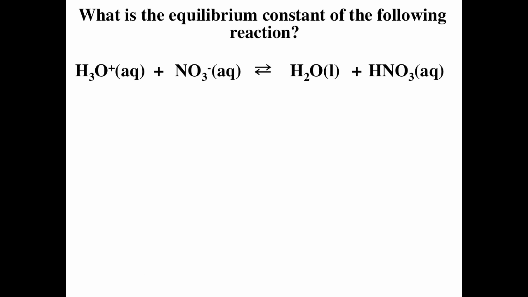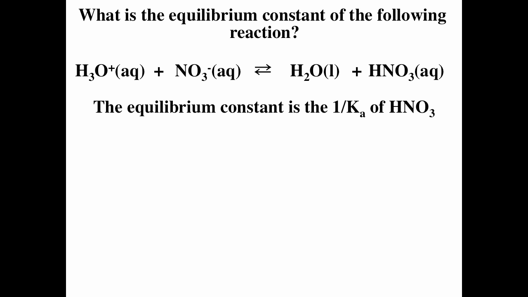But again, we should be able to use these to recognize equilibrium constants for reactions. Looking at this reaction, we want to know what is the equilibrium constant for the following reaction. Now in acid-base chemistry, often we're looking for hydrogen ions, hydronium ions, or hydroxide ions. Notice we have hydronium ion as a reactant, and so that should lead us to think about 1 over Ka.